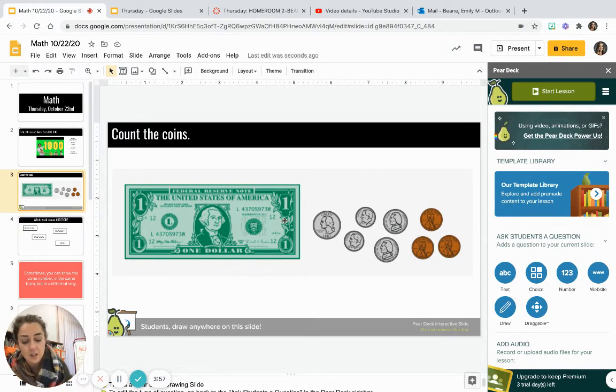This is not the answer, what I'm writing. I'm just showing you how I want you to write it. I want you to make sure you write it with the dollar sign, $1 decimal point.